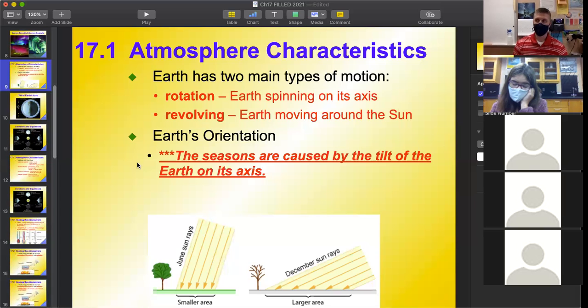The reason that we have seasons is because the Earth is tilted on its axis. It has nothing to do with distance from the sun. It's not, oh, it's summertime, so we're closer to the sun. It's a really common misconception, but it's not the reason why we have the seasons. It's not because it's wintertime and so we're further away. It has nothing to do with it.